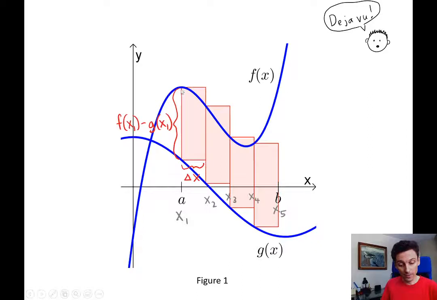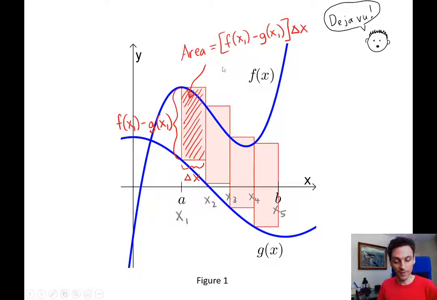So now that we've got the height of this first rectangle and the width of this first rectangle, we can multiply them together to get the area of that first rectangle. So the area of the first rectangle is f of x sub 1 minus g of x sub 1 times delta x.